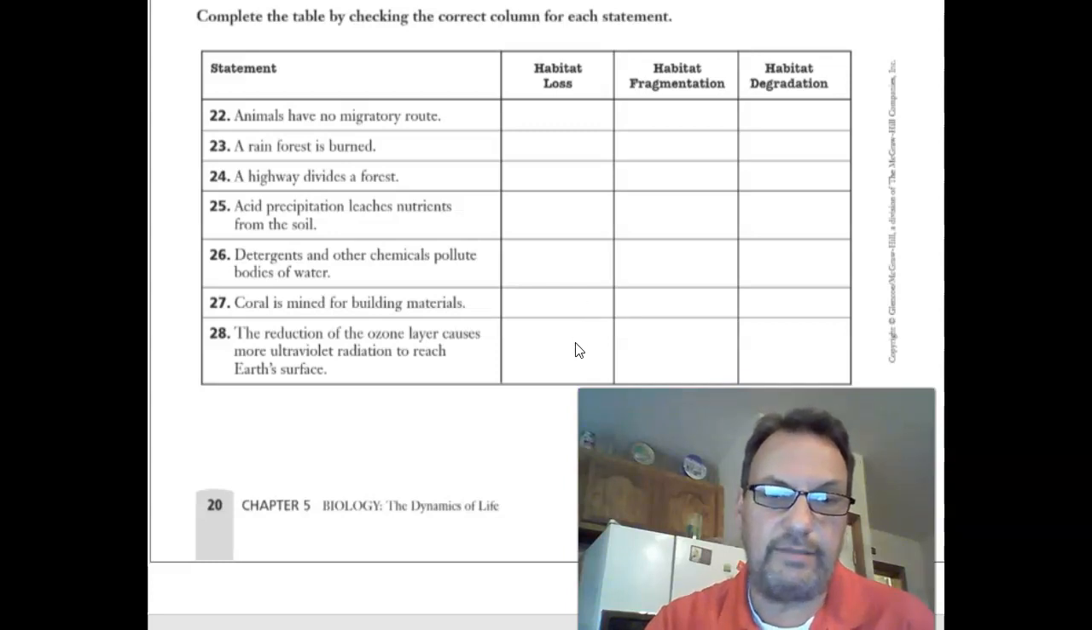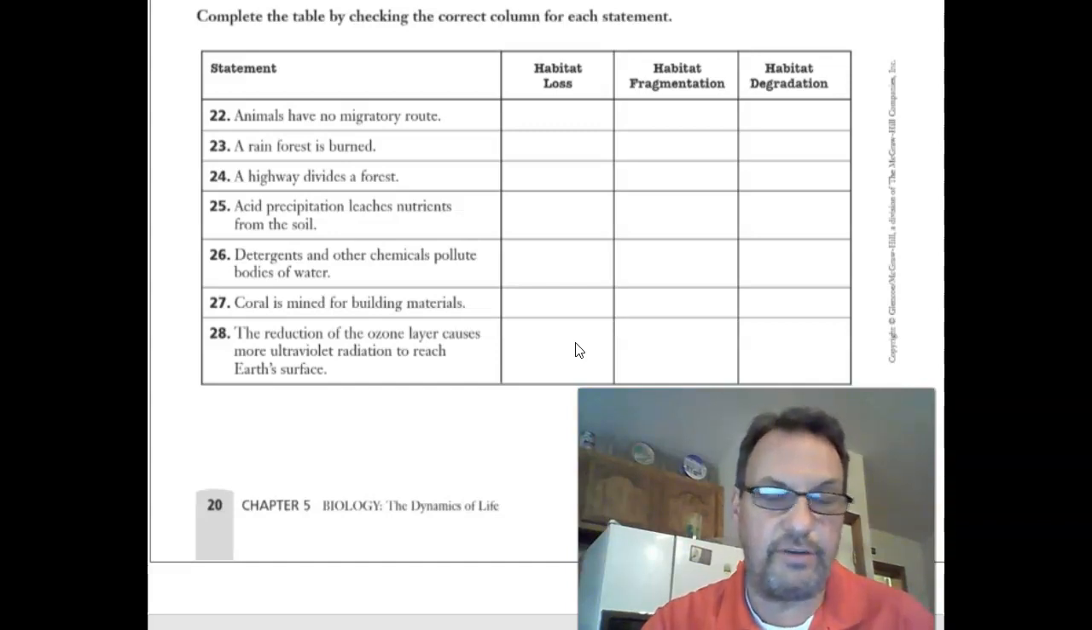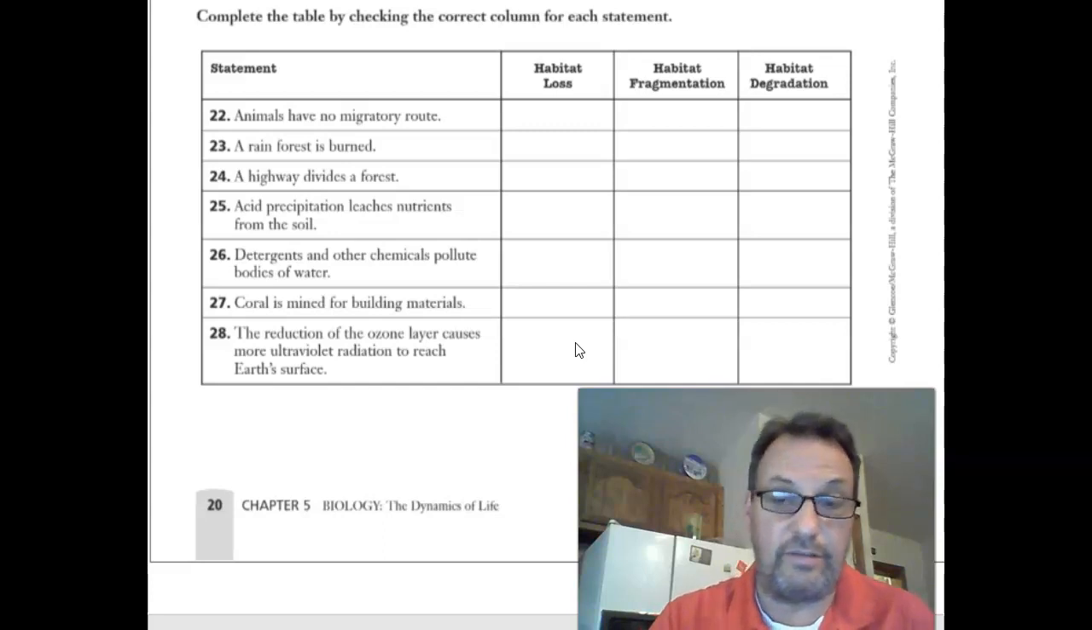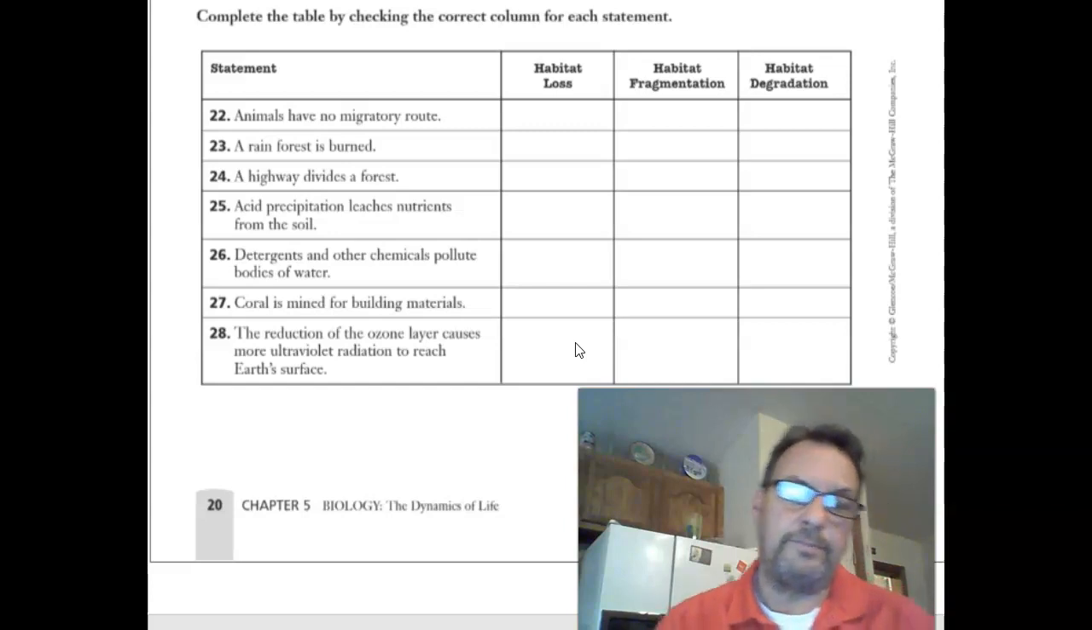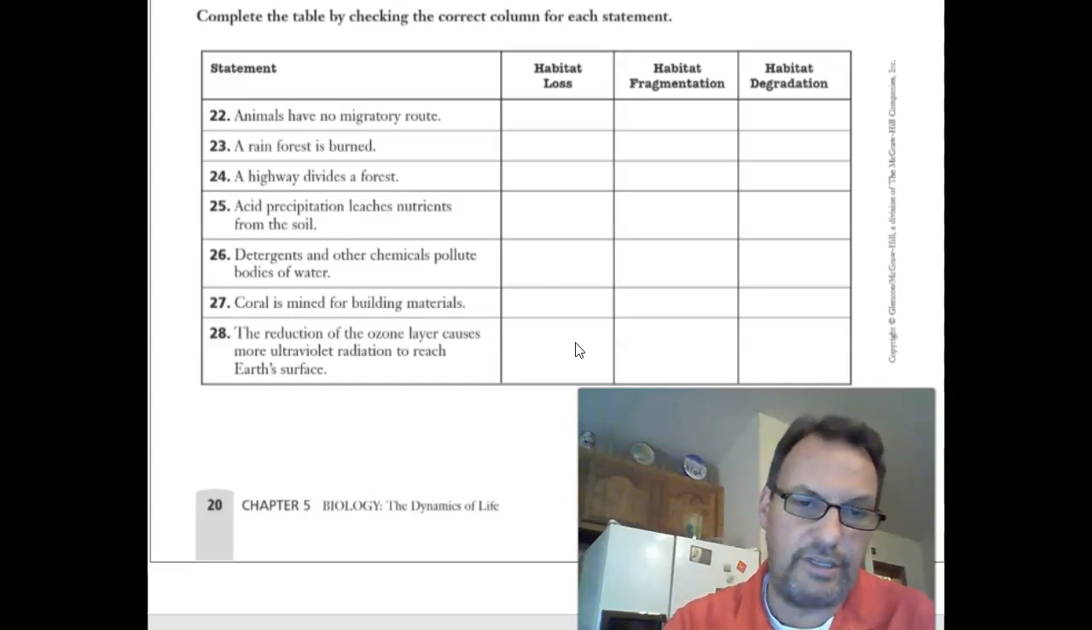And then 28, the reduction of the ozone layer causes more ultraviolet radiation to reach the Earth's surface. It doesn't totally destroy it, so it's not totally lost. It doesn't section off the habitats, but it is hurting them. And if it's hurting them, it is degrading them.